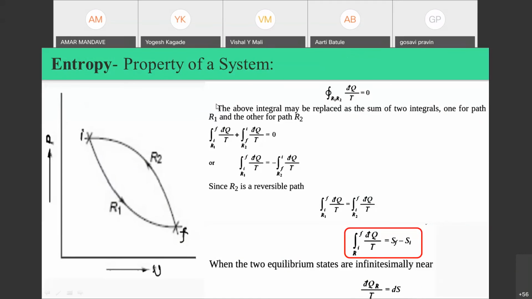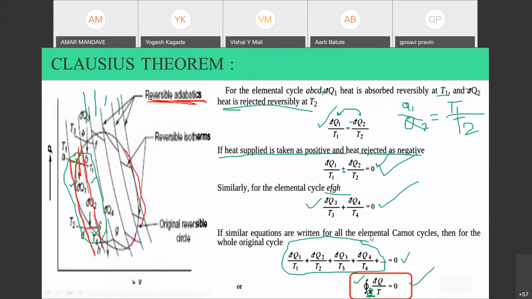This is our first result of the Clausius theorem. That means the cyclic integration of the reversible processes dq upon t will be 0. So for the reversible cyclic processes, the term dq upon t will be 0. That is the first result of this particular Clausius statement.